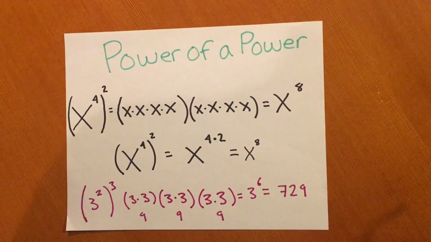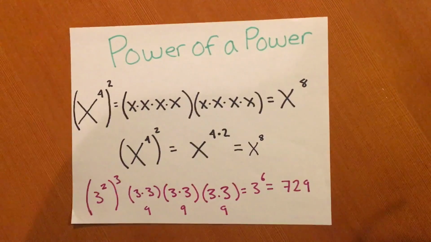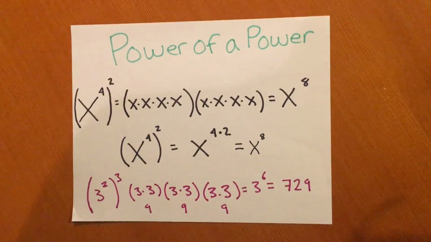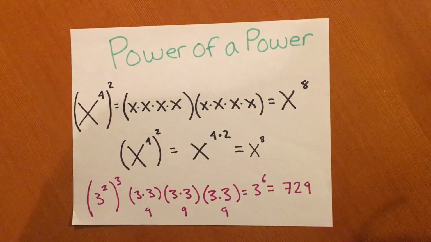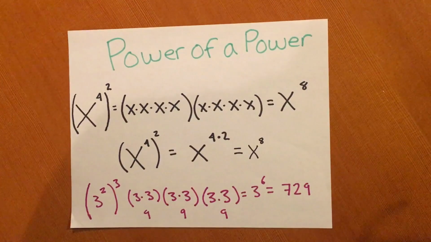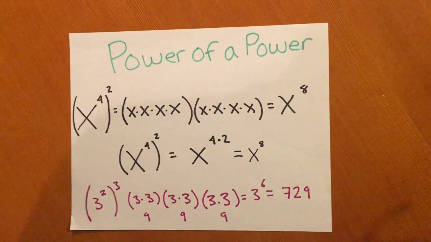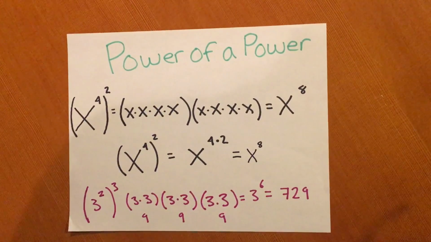An example with real numbers is 3 squared and all of that raised to the power of 3. So you do 3 times 3 times 3 times 3 times 3 times 3, which equals 3 to the 6, which ends up equaling 729.